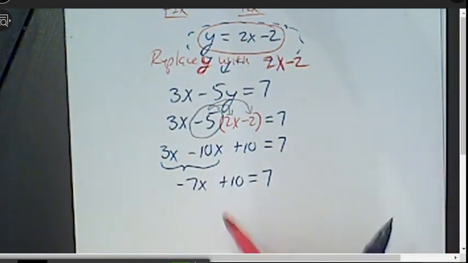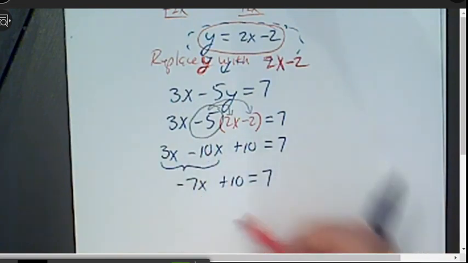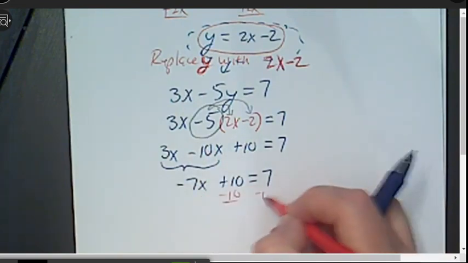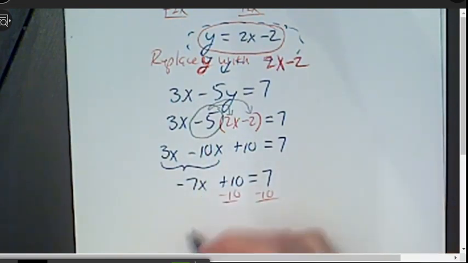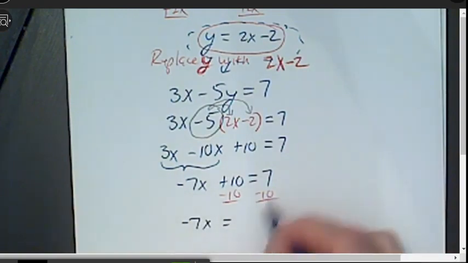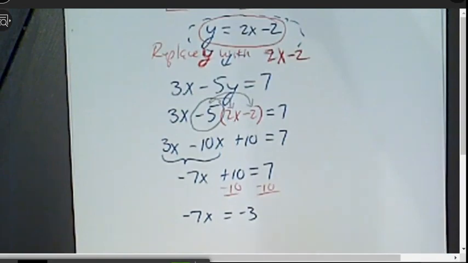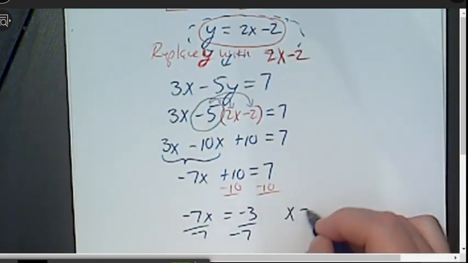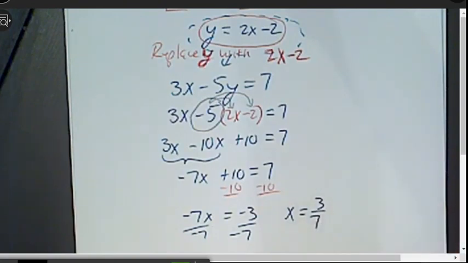Since we've got the x's all on the same side, let's move this 10 to the right-hand side. That's negative 7x equals negative 3. Dividing both sides by negative 7, we get x is equal to 3/7.